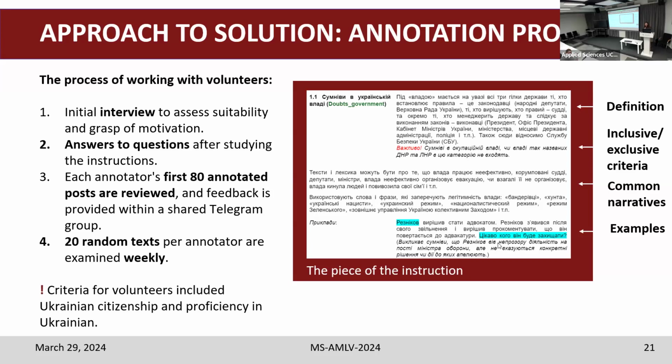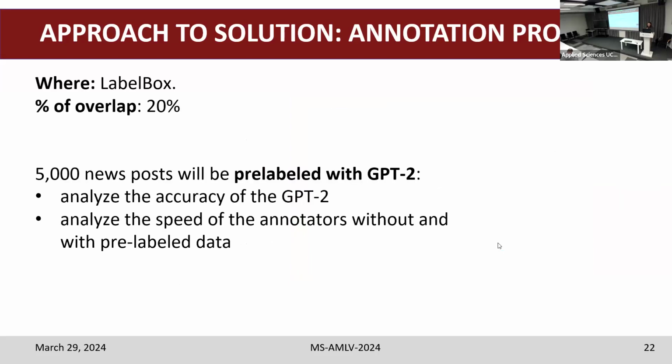The process of working with volunteers is the following. First of all, we have the first meeting for introduction and to grasp their motivation. Then they receive the instruction and review it, and we answer their questions. After that, they gain access to the program and start to annotate. Each annotator's first 80 annotated posts are reviewed, and feedback is provided within a shared Telegram group that everyone can see. And two random texts per annotator are examined weekly. We use the Labelbox program for annotation, and we have 20% overlap of the data for consensus analysis.